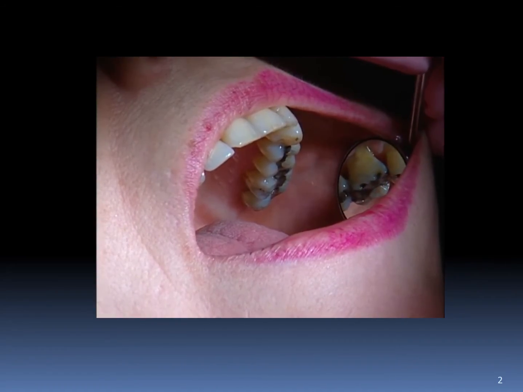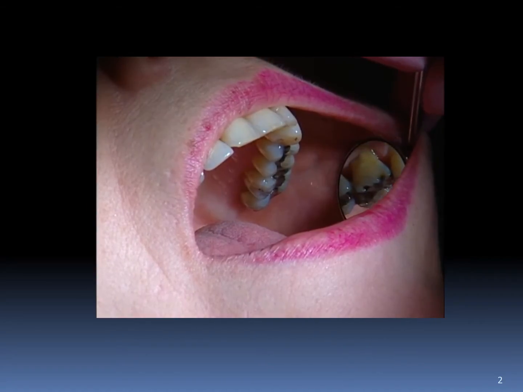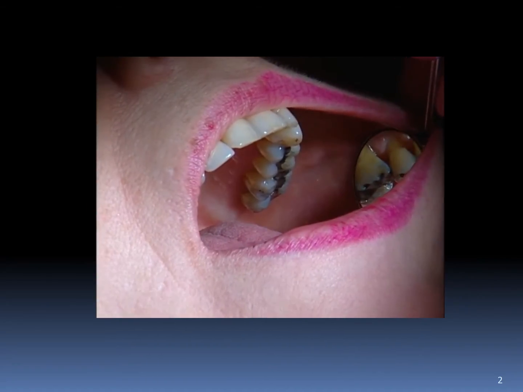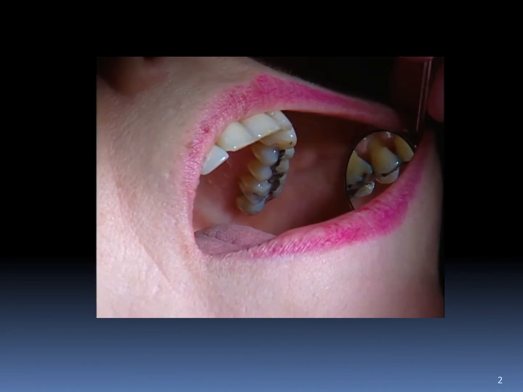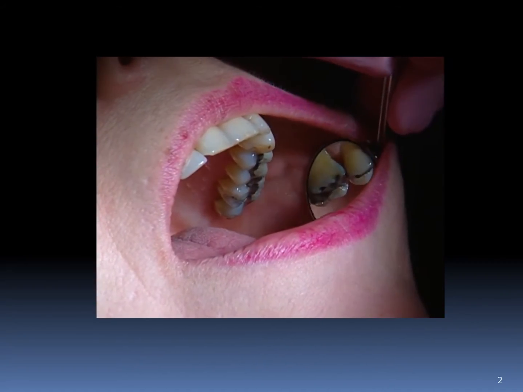Establish a finger rest on the side of the patient's cheek or on a tooth near the treatment area. Use your arm muscles for retraction. Pulling with only your finger muscles is a difficult and tiring way to retract the cheek.